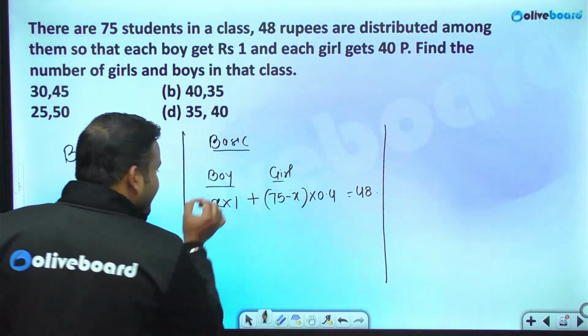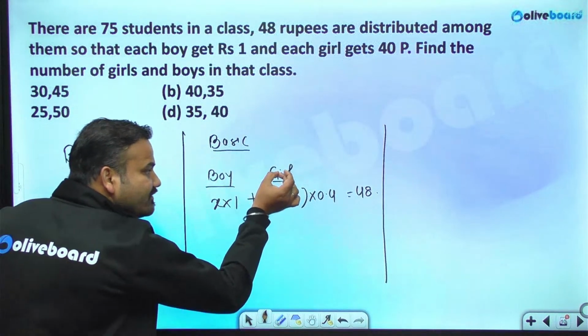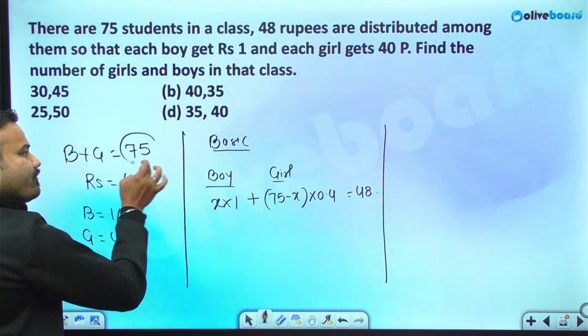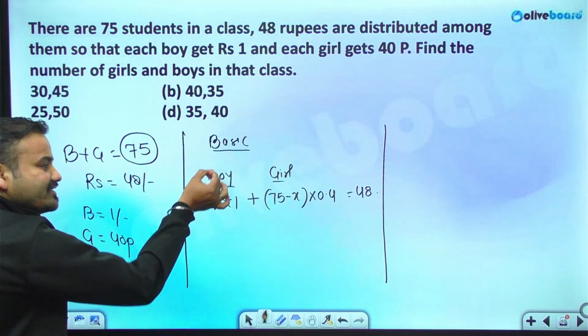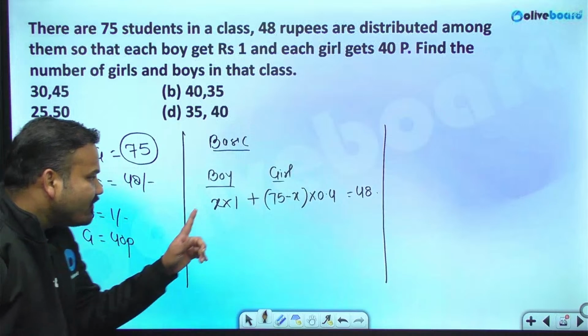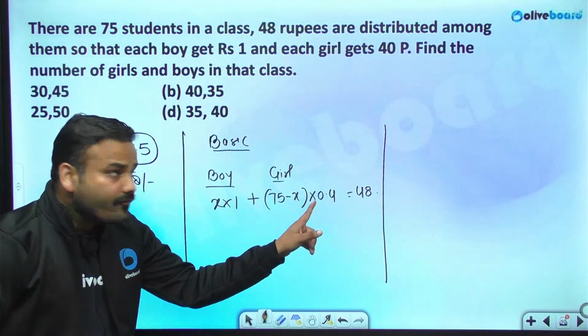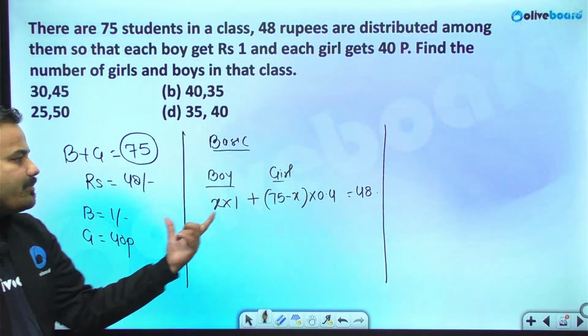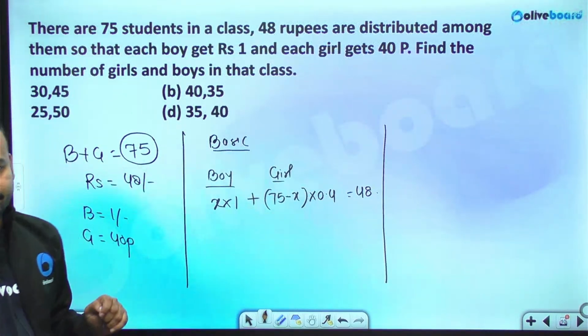I am considering the number of boys as X, the number of girls will be 75 minus X because their sum total is 75. Total number of students is 75. If boys is X, girls will be 75 minus X. Each boy is getting 1 rupee, each girl is getting 40 paisa. 40 paisa is nothing but 0.4. So total money distributed among them is 48.